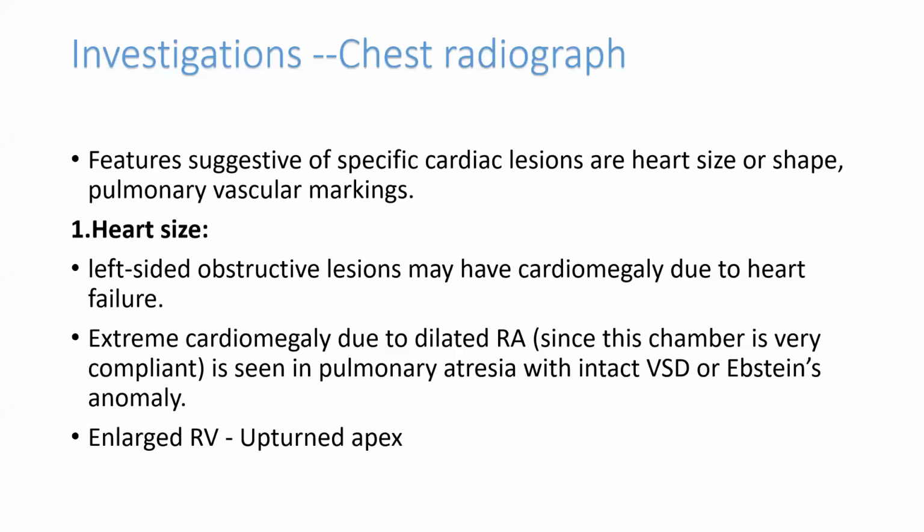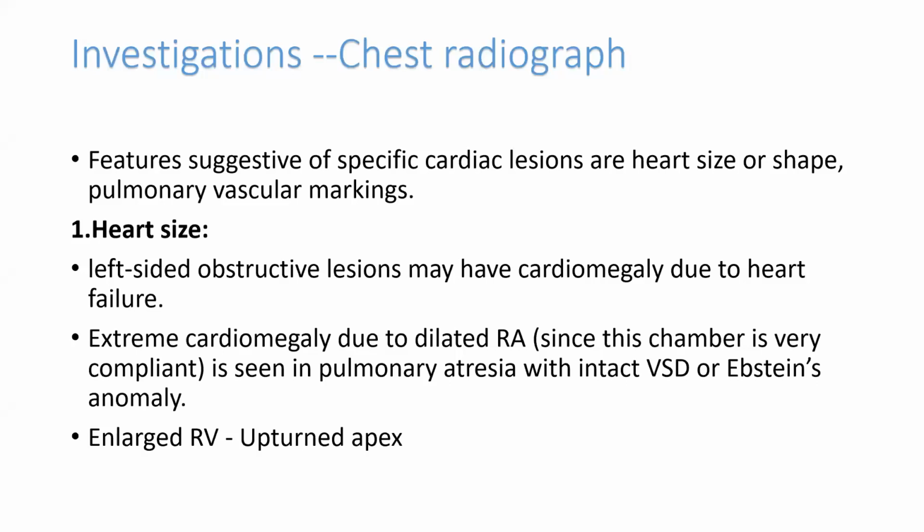So for heart size, left-sided obstructive lesions might present with cardiomegaly, as well as patients who might also present with enlargement of the right heart border, especially if there's a dilated right atrium. And we are likely to see this in tetralogy of Fallot, pulmonary atresia with an intact VSD, and Ebstein anomaly.